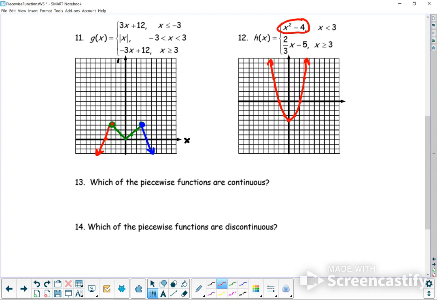Okay, but I only want it for less than 3, meaning if I take my eraser, I'm going to erase everything bigger than 3. So 1, 2, 3. Oh, and actually I don't even want 3, so I'm going to erase that. I'm going to put a big old fat circle there, or open circle.